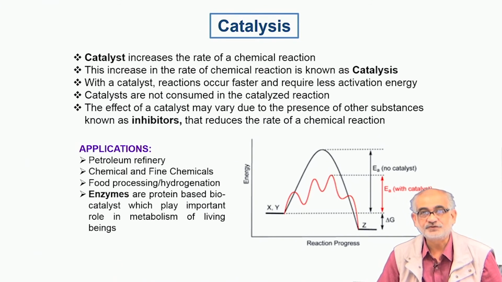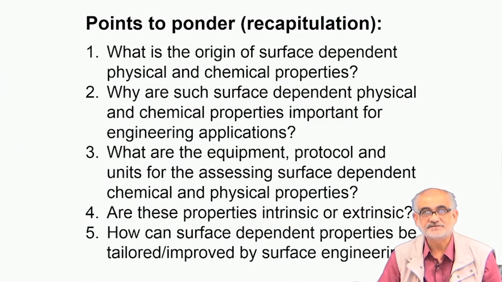But on the other hand, if we don't want such a reaction to take place, then we apply the opposite, which are called inhibitors, which reduce the rate of the chemical reaction.